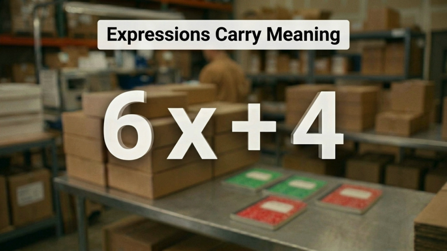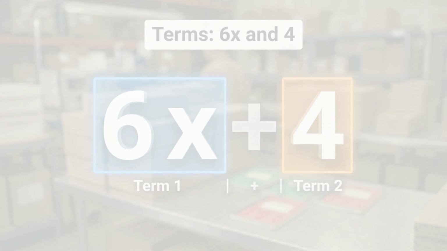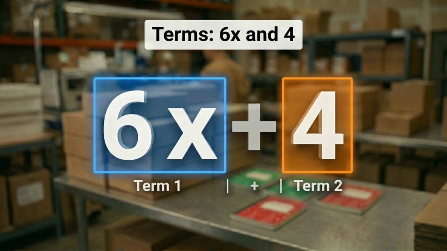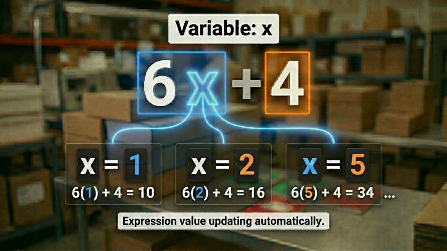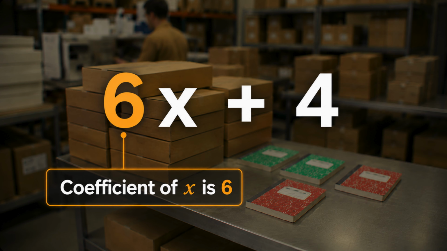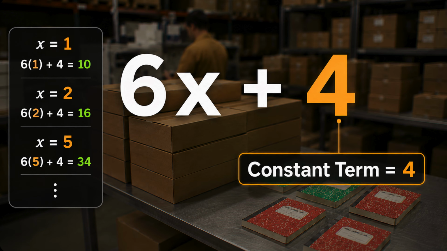This expression is more than a collection of symbols. 6x and 4 are called terms. The symbol x is the variable, a quantity that can change. The number 6 is the coefficient of x because it determines how strongly the variable contributes to the expression. And 4 is called the constant term because it appears independently without any variable attached to it.